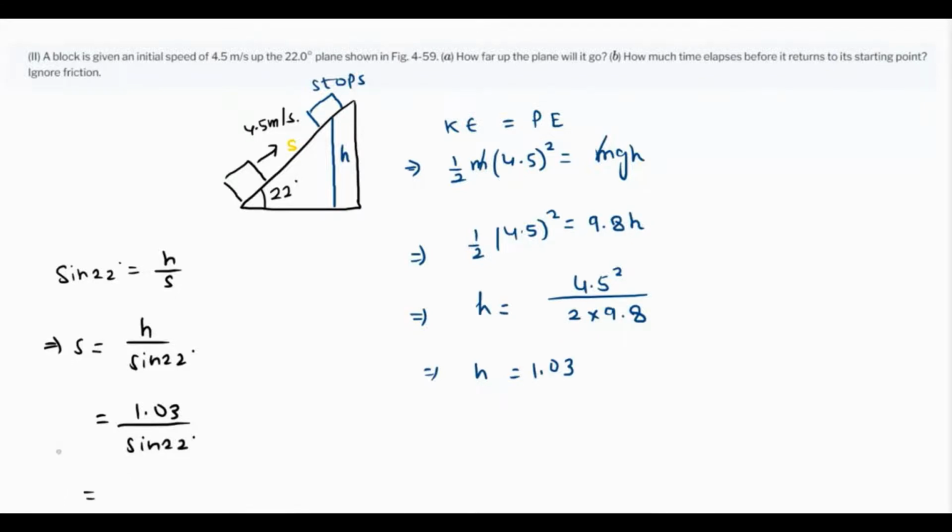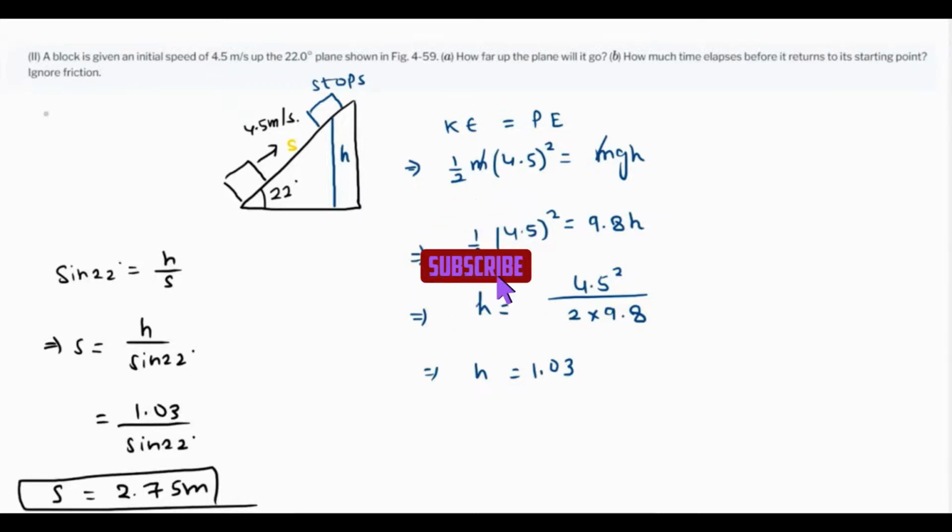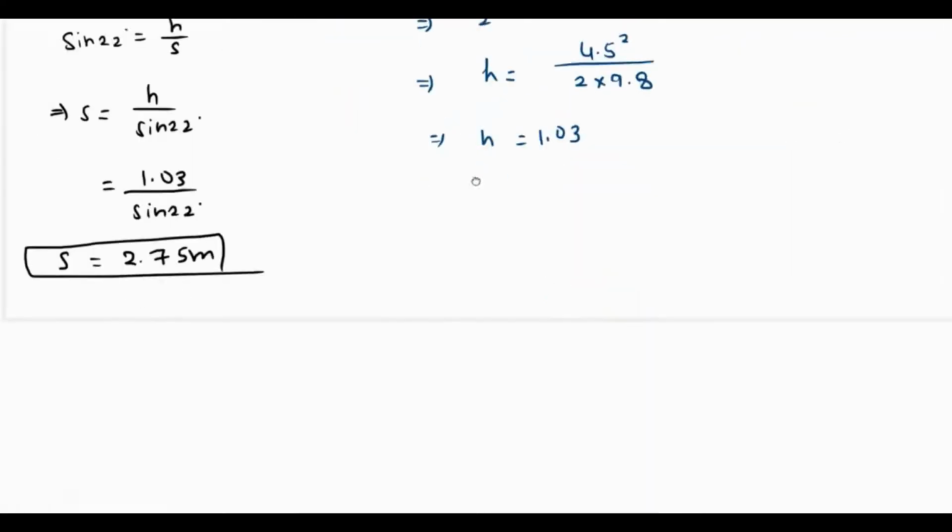1.03 over sine 22 is going to be equal to 2.75. So s is going to be 2.75 meters. This is the answer to part A. For part B, we need to find the time which has elapsed before it returns to the starting position. When it returns to the starting position, it's going to follow the same path because there is no friction.